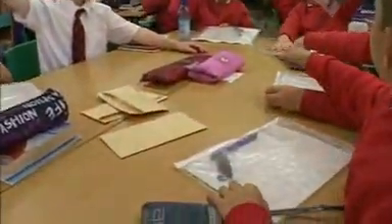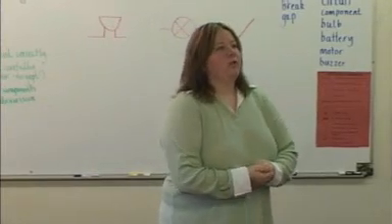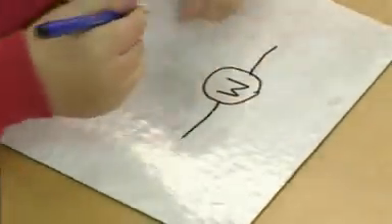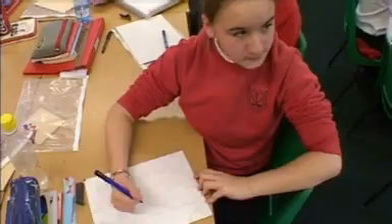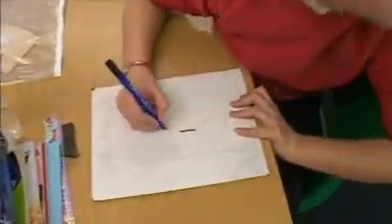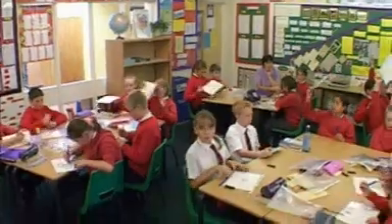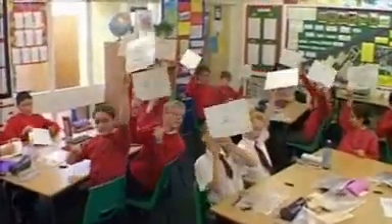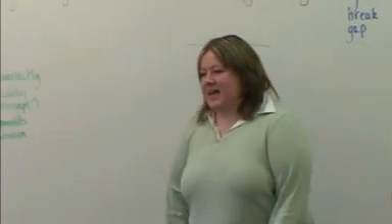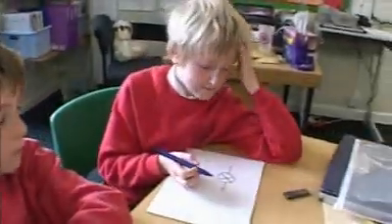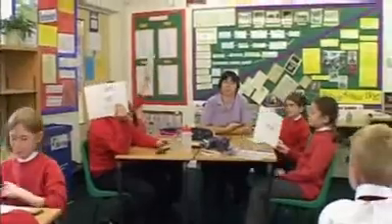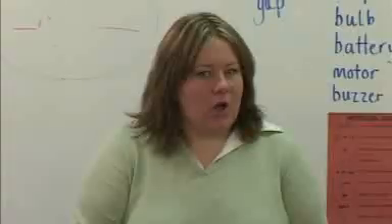I would like to see whiteboards, one each, out. Please draw the correct symbol for a motor. Show me boards. Next one I want you to draw me is the symbol for a buzzer. Show me your buzzers. Can I now have a bulb drawn on your boards, please? As correctly as you think the symbol should be drawn. Carol's table, can you please show me your boards? Sophie's table. Open switch.